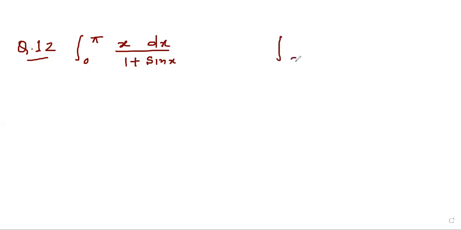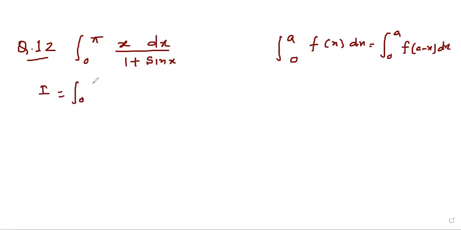Here we are going to make use of the property integral 0 to a f(x) dx is equal to integral 0 to a f(a minus x) dx. So I equals integral 0 to pi of x dx divided by 1 plus sin x. Now we apply the property. Suppose this is equation number 1.